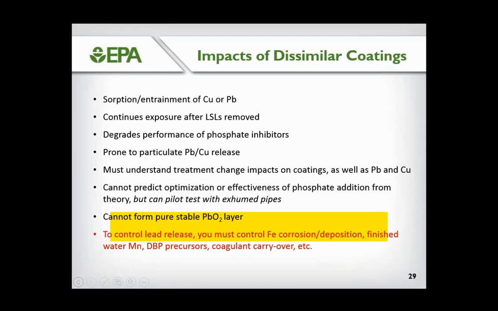And to control the lead release in these systems, you really have to control other factors. The iron corrosion and deposition from upstream mains, the finished water manganese concentrations, removal of DBP precursors, for instance, instead of switching to chloramines, coagulant carryover, and things like that.